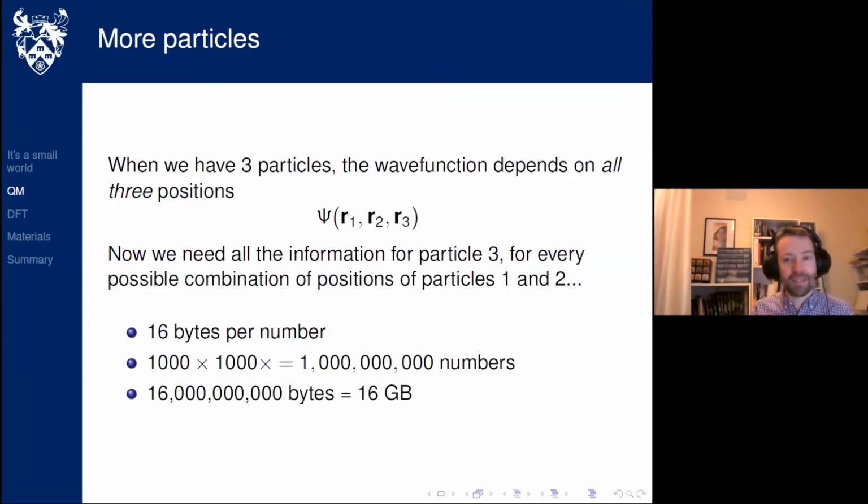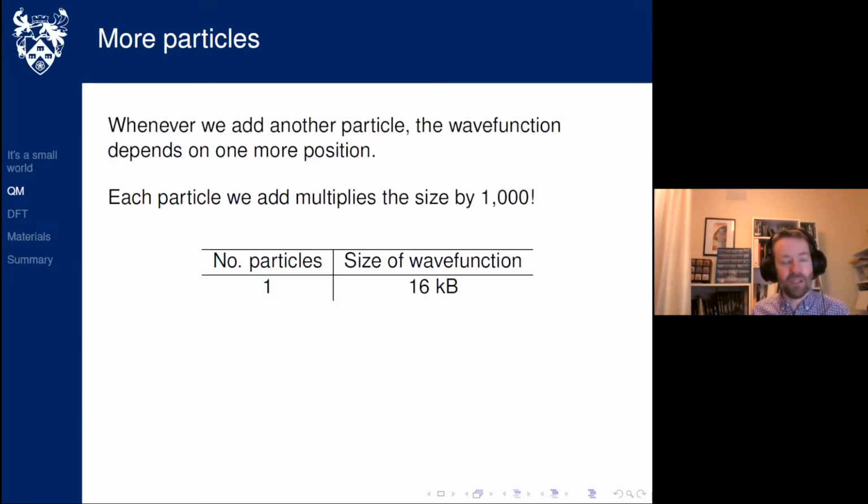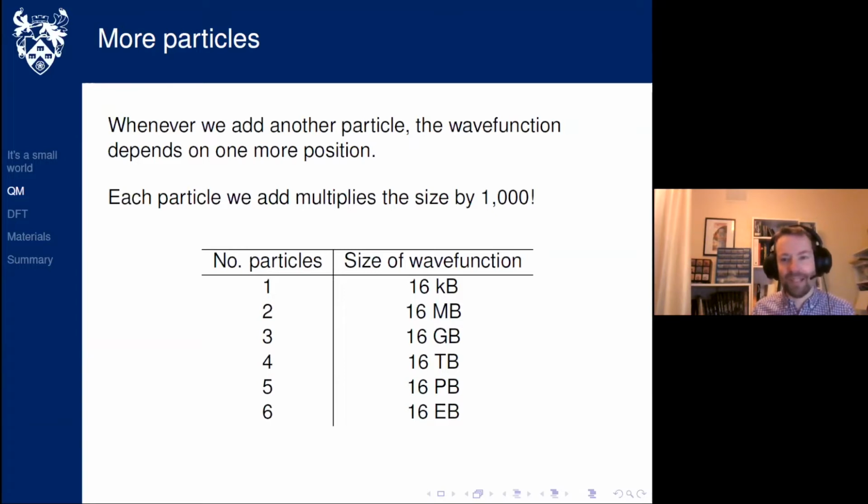Well, by now you may have worked out what's happening. Whenever I add another particle, the wave function depends on one more position, and the behavior with that position depends on all the combinations of all the particles I had before. And that means that every particle I add multiplies the size of this wave function by 1,000. So whereas 1 particle gave me 16 kilobytes, 2 particles 16 megabytes, 3 particles 16 gigabytes, if I go to 4, I'm up to terabytes. 5, I'm up to petabytes. 6, I'm up to what we call exabytes. 7, I'm up to zettabytes.